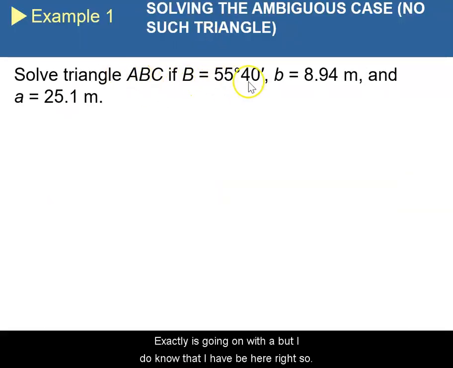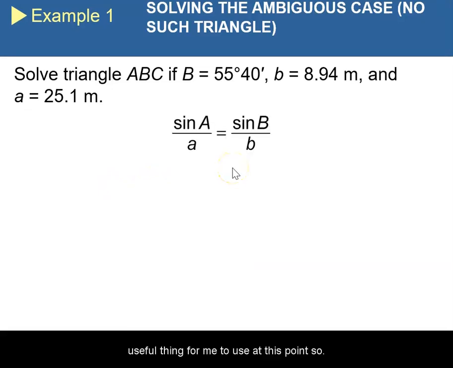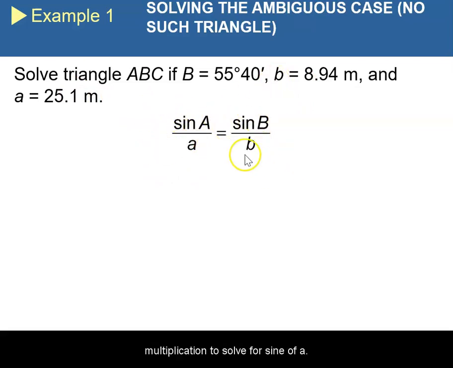So what exactly is going on with A? But I do know that I have B here. So I need to talk about A, I need to talk about B. C is kind of irrelevant because I don't have any information for C. So when I set up my law of sines, I'm going to use sine of A over a equals sine of B over b. That's going to be the most useful thing for me to use at this point. I don't know sine of A, so I can't say if it's acute or obtuse. So I have B, I can plug that in. I have all these other values, so I can do, I hate to say this word, the cross multiplication to solve for sine of A.